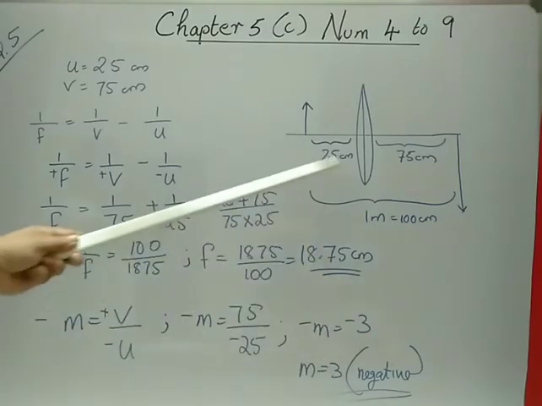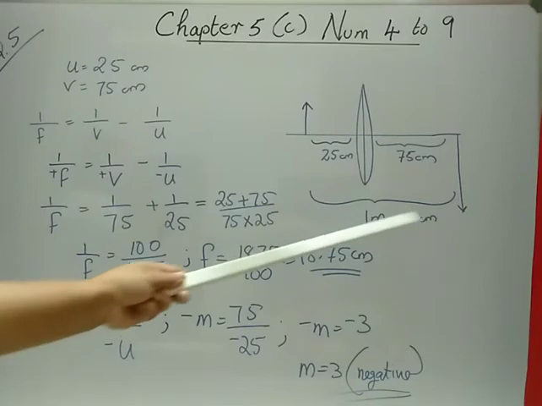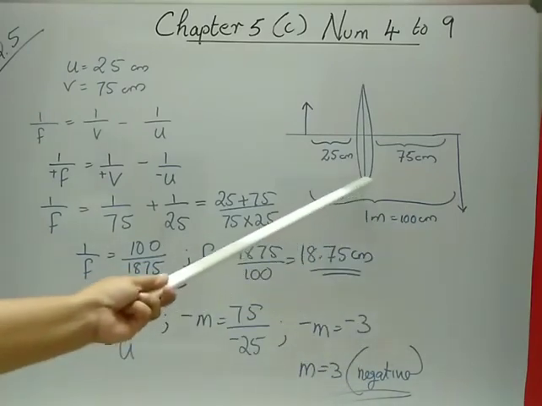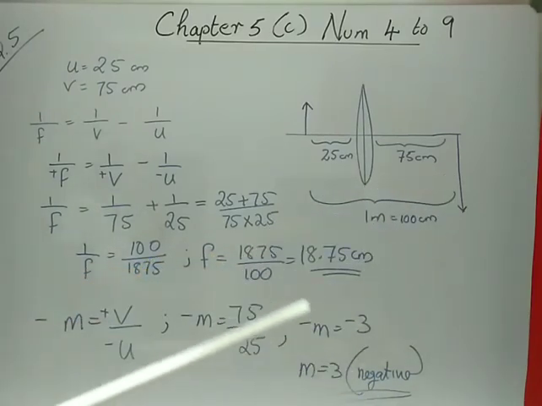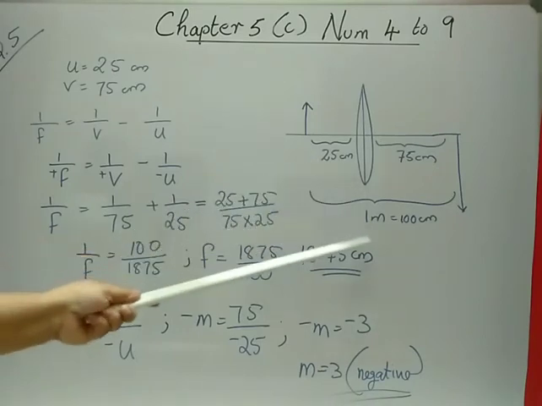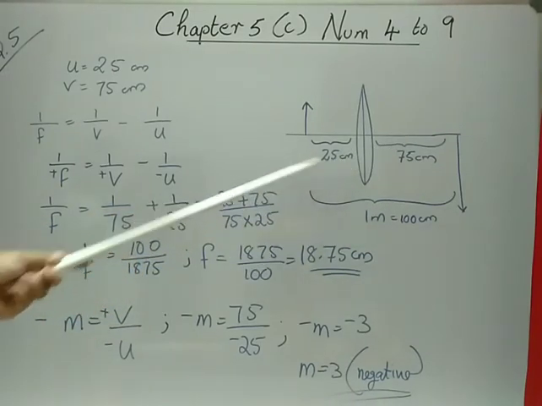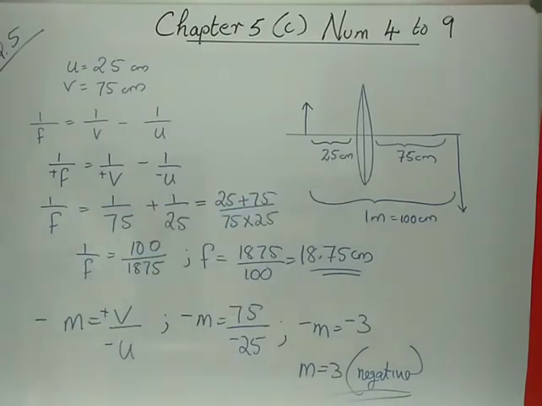So obviously we can calculate this. Total distance is 100 centimeter and from lens to screen is 75. So what will be this length? 100 minus 75, we calculate it as 25 centimeter. So that's all about the diagram.